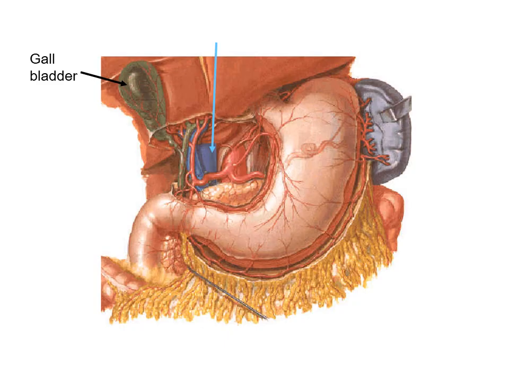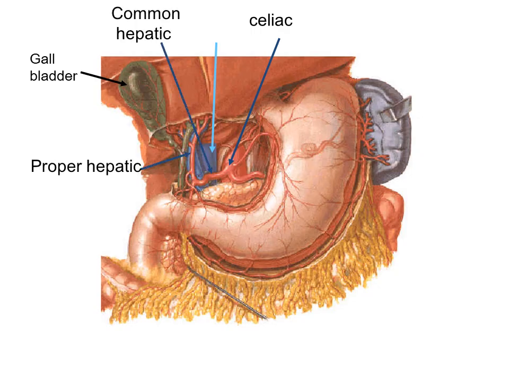Here this is the celiac trunk, which branches into the common hepatic artery and then the hepatic artery proper. The hepatic artery with the common bile duct and portal vein form the portal triad. We will find the hepatic artery to the left and the common bile duct to the right, and the portal vein in the posterior part of the portal triad.